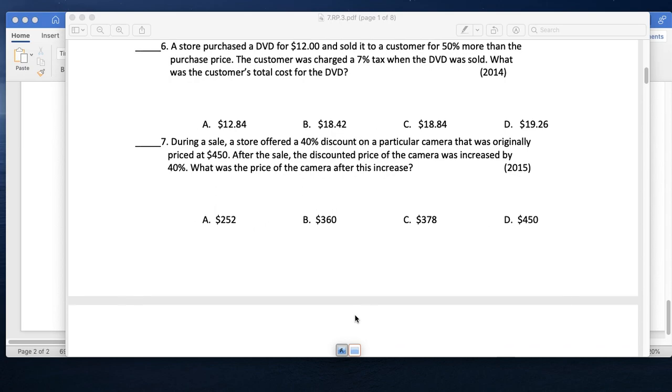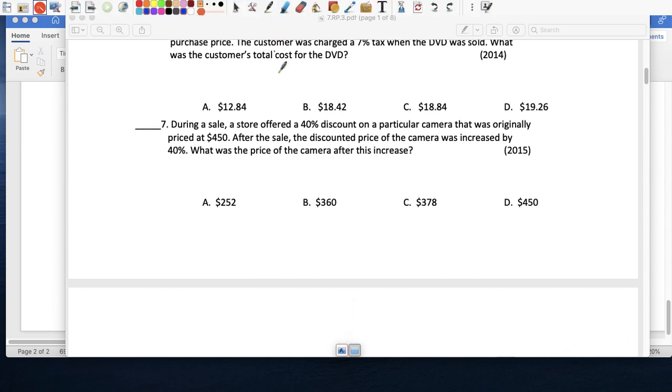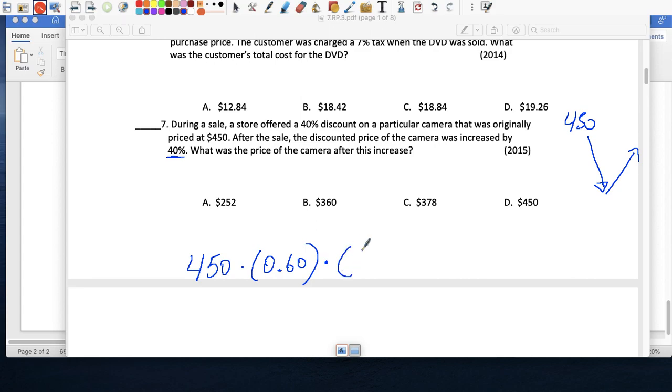All right, so again, I think we saw this when we did the percent unit questions like this. There's a camera on discount for 40%. The camera's $450, it takes a 40% discount, and then it goes up 40%. So what's the new price? Well, $450. If it takes a 40% discount, that means you have to pay for 60%. And then from that, you multiply these two, you got to raise it by 40%, which is going to take you to 1.4. The final price of the camera, 450 times 0.6 times 1.4, is 378.